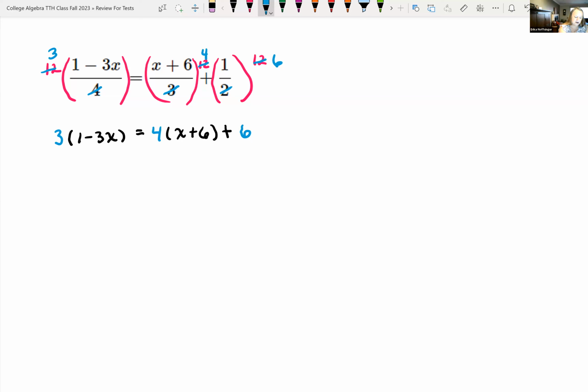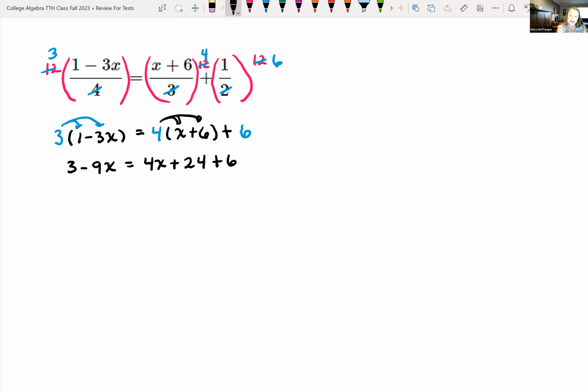And so distributing our 3 inside the parentheses, we have 3 times 1, which is 3, minus 3 times 3x is minus 9x, is equal to distributing our 4 inside the parentheses. 4 times x is 4x, plus 4 times 6 is 24, and bringing down our 6, so plus 6.